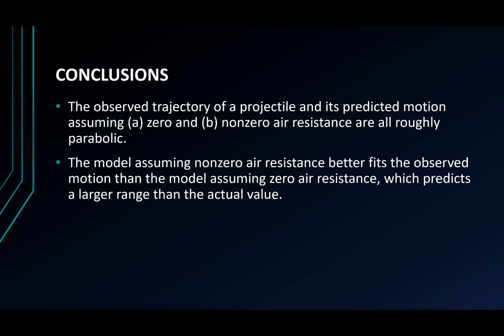To conclude, the observed trajectory of a projectile and its predicted motion, assuming zero and non-zero air resistance, are all roughly parabolic. And the model assuming non-zero air resistance better fits the observed motion than the model assuming zero air resistance, which predicts a larger range than the actual value.